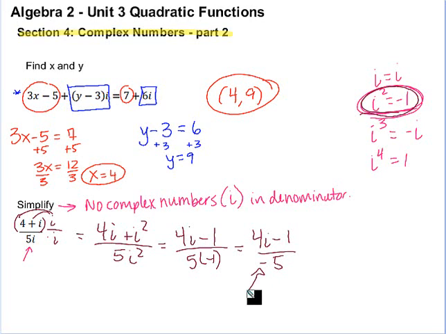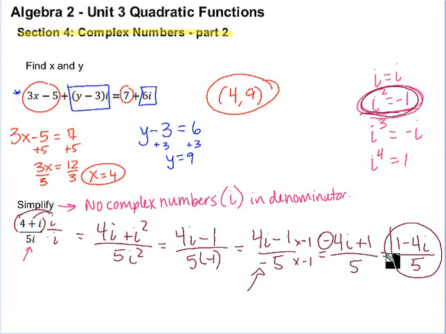Now there's one other thing, is we typically do not leave negative signs in the denominator. So if we multiply top and bottom by negative 1, that would take care of it. So we'd then have negative 4i plus 1 over positive 5. And just rewriting this so that the minus sign is in between those two, 1 minus 4i over 5 would be our simplified answer.